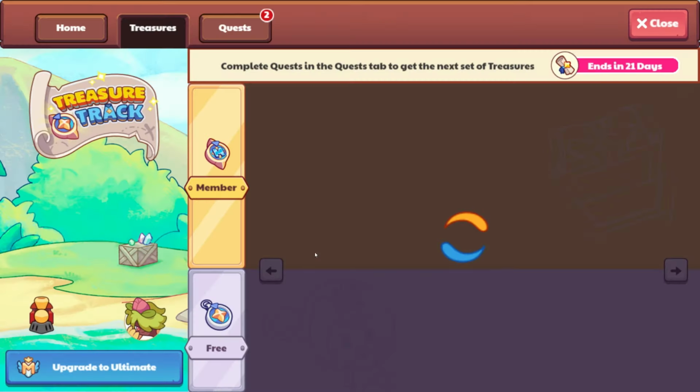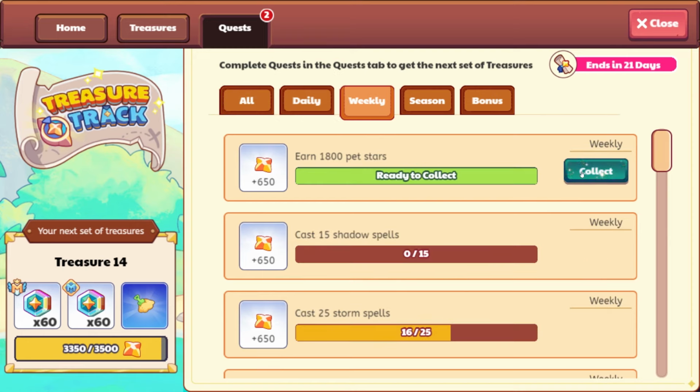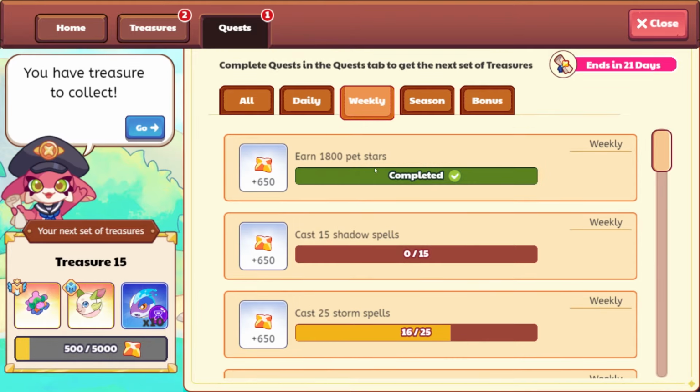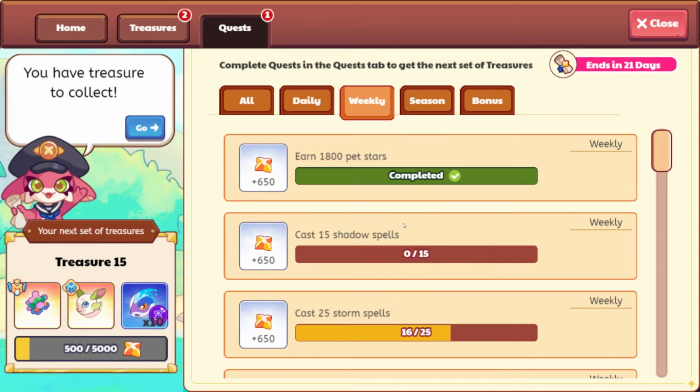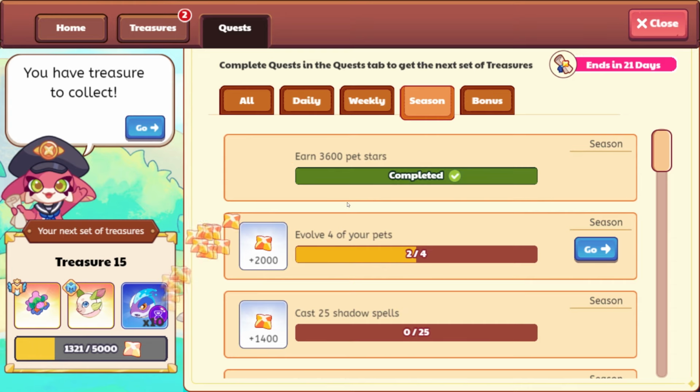Looks like we have 2 quests that we completed. So dailies, weekly, we earned 1,800 pet stars, which is awesome. We're getting close to the storm spells. I don't think I have anything that's shadow yet. Weeklies are going to be here for a little while. I might need to go through and do a play of Crystal Caverns, though, after this round, because we can get the Winston von Lutz, his weapon. 3,600 pet stars we got there as well, so that is awesome.